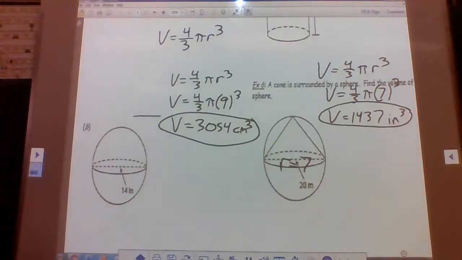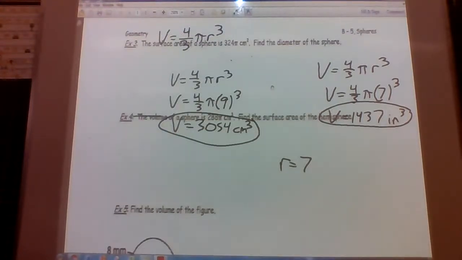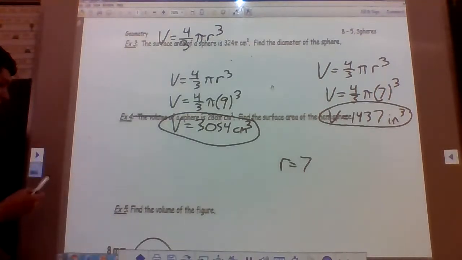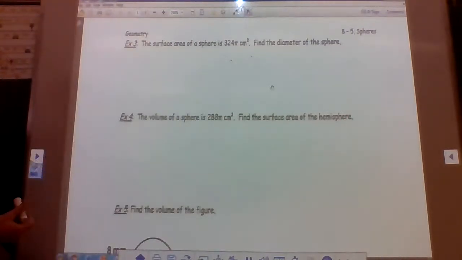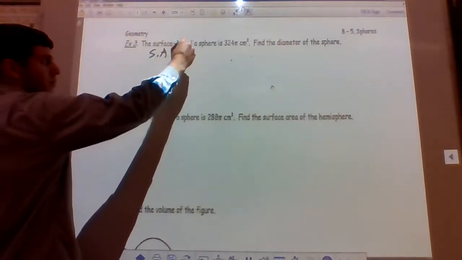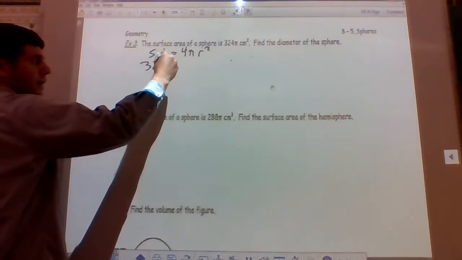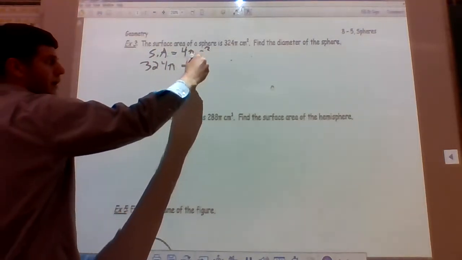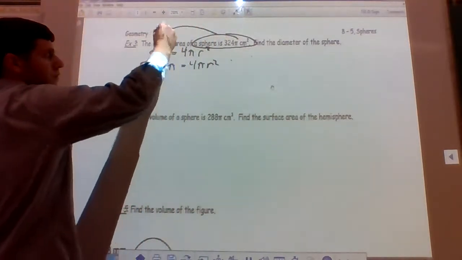Go over to example 3. It's going to tell us the surface area of a sphere. We want to find the diameter of the sphere. So in order to find the diameter, we're going to need to know the radius. So we can use the surface area of the sphere to find the radius. So our formula for surface area was 4 pi r squared. So it's going to be 324 pi equals 4 pi r squared. Right, we can substitute in for surface area.